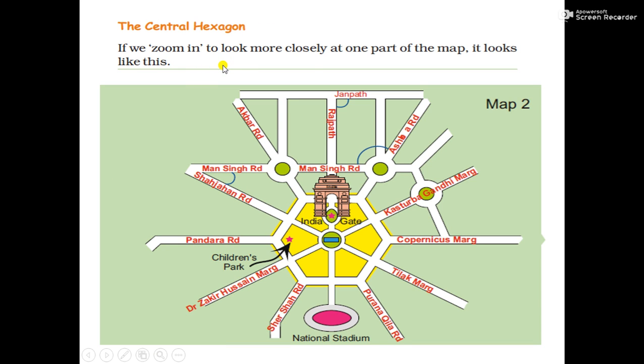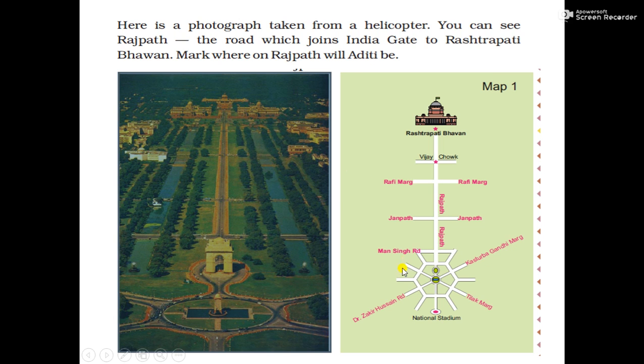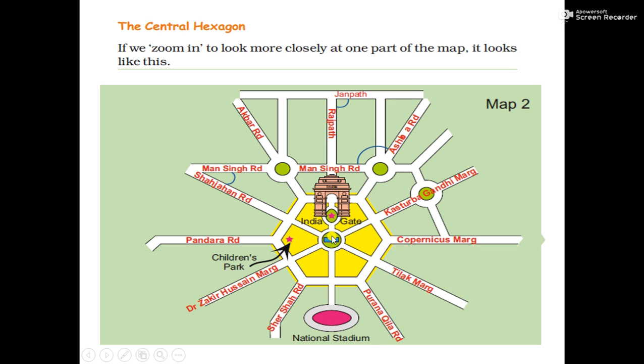If we zoom in to look more closely at one part of the map, it looks like this. Here is India Gate, National Stadium. It is the shape of a hexagon. It has 6 sides.